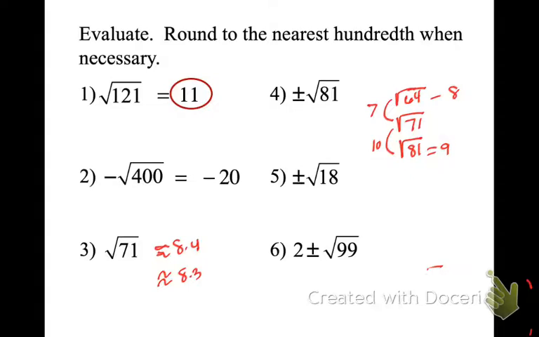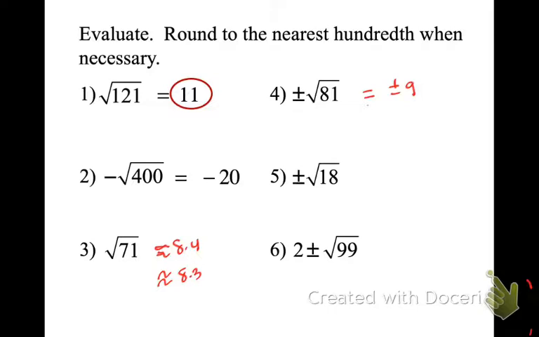Regular mathematicians do not estimate. They actually use a calculator. They get as close as they can with a calculator. And we leave our radicals, these symbols here, in reduced square root form. Okay? The next one, it's both a positive and a negative root. So this would equal plus or minus 9.